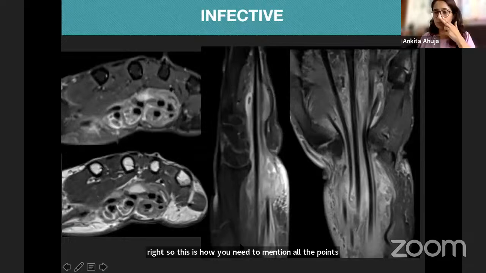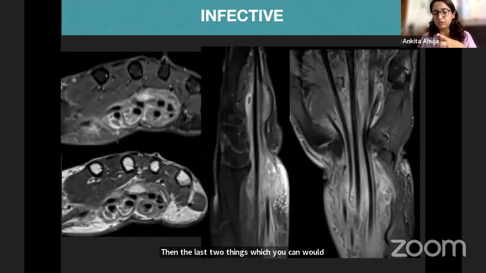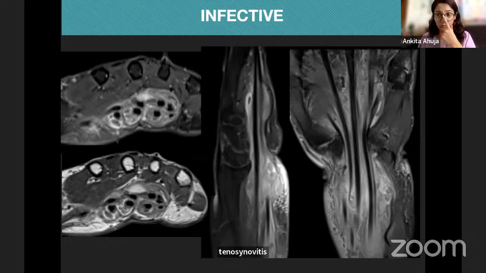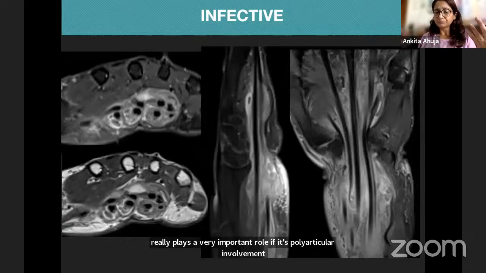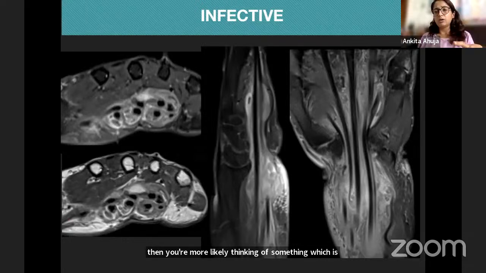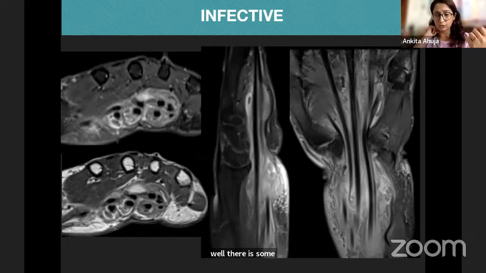Then the last two things which you would commonly encounter would be infective and inflammatory tenosynovitis. It might sometimes be difficult and tricky to differentiate the two just based on imaging. History really plays a very important role. If it's polyarticular involvement, then you're more likely thinking of something inflammatory, or if there is some arthropathy along with it, an infective arthropathy, then you are thinking in terms of infective arthritis.